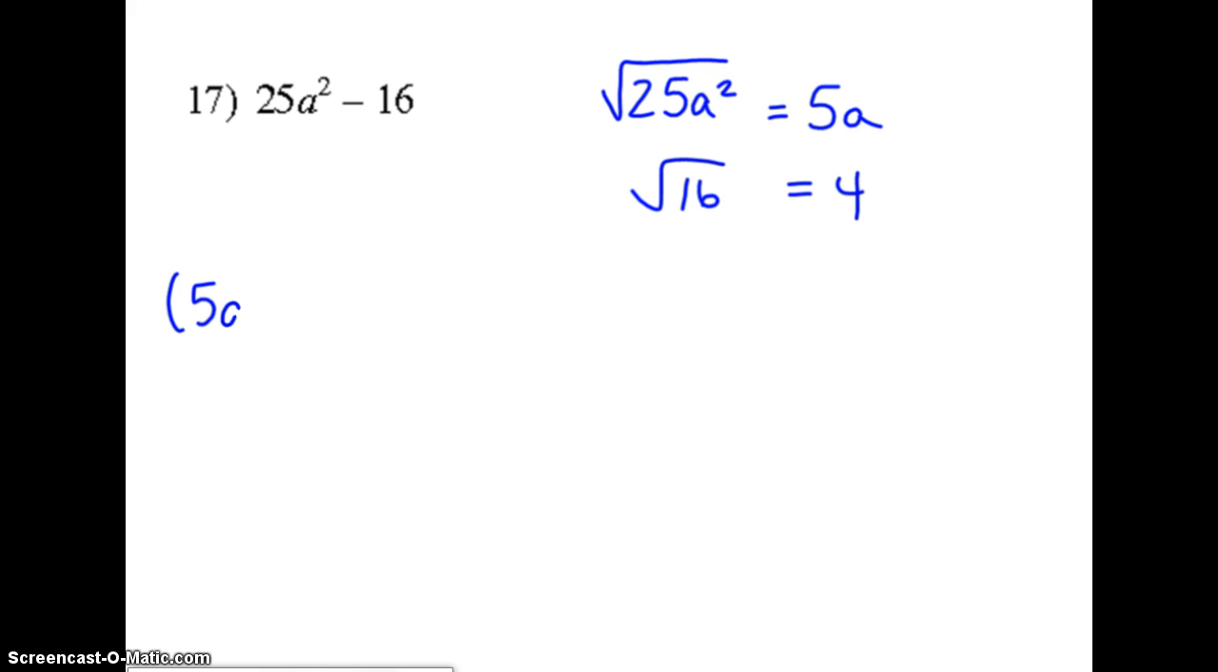Alright, number 17, what we have here is a difference of squares. I do not see a greatest common factor, so what I will do is difference of squares, remember two terms, yes. Are they being subtracted? Yes. And is each term a perfect square? Yes. Well, what is the square root of 25a squared? That would be 5a. The square root of 16 is 4. So difference of squares says to do 5a plus 4 and 5a minus 4.